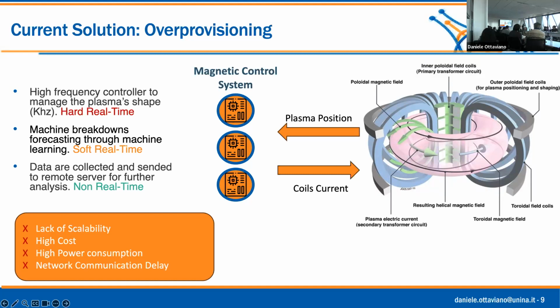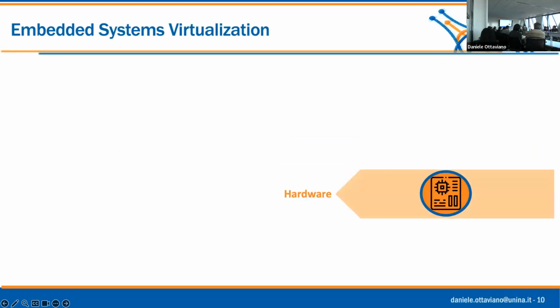So, okay, this is the current solution. What can we do to improve this? Let's look at the hardware as it is. A possible solution to do this kind of isolation of applications, so mixed criticality on a single board, is the use of embedded system virtualization.